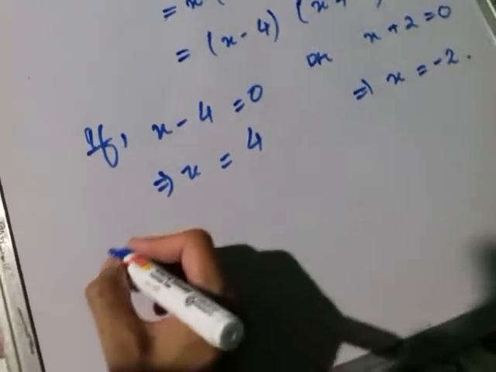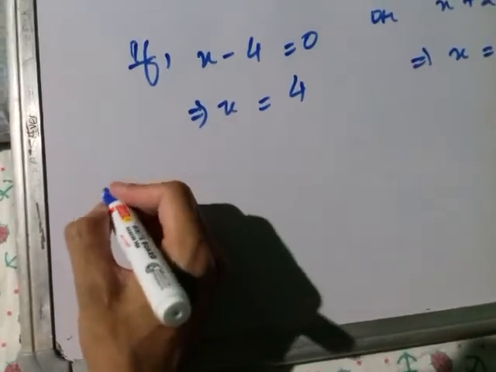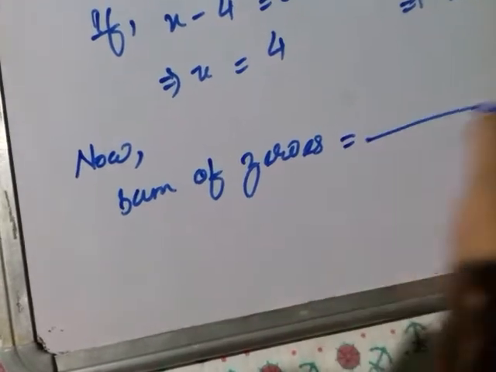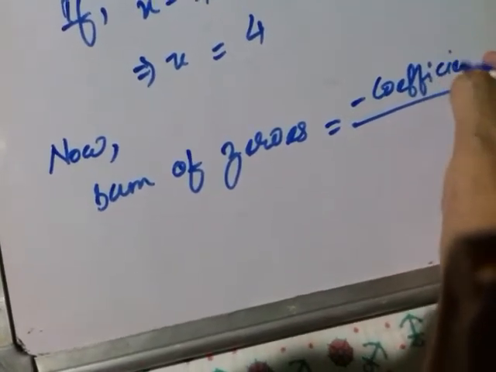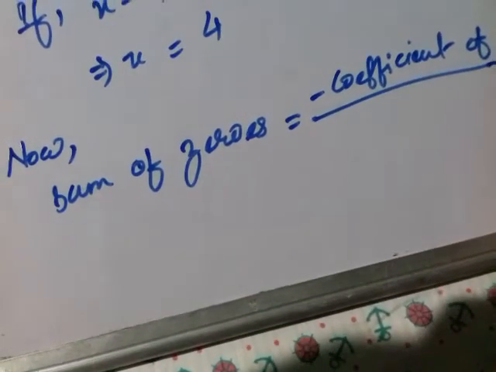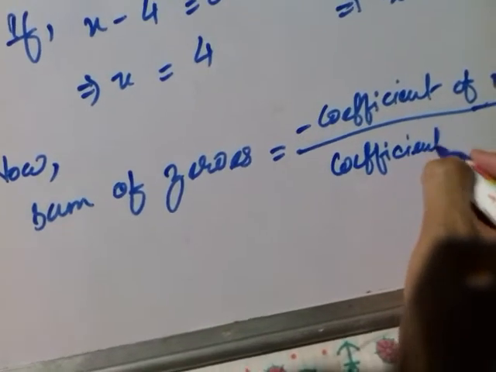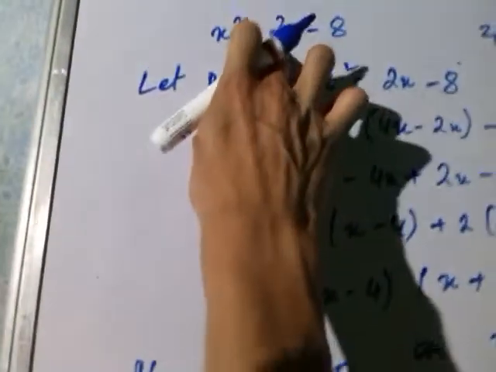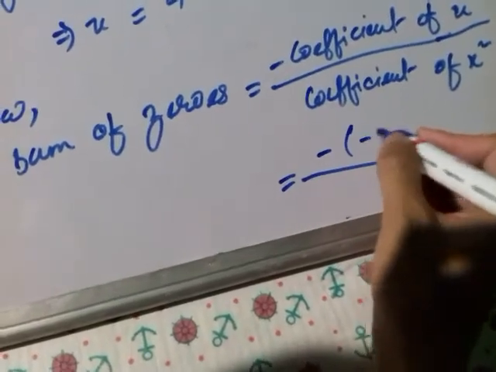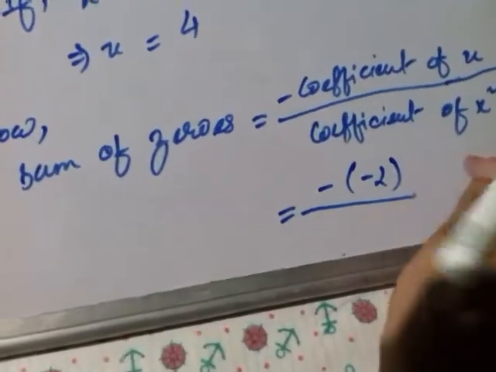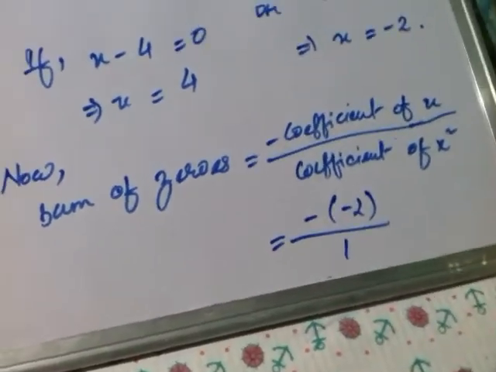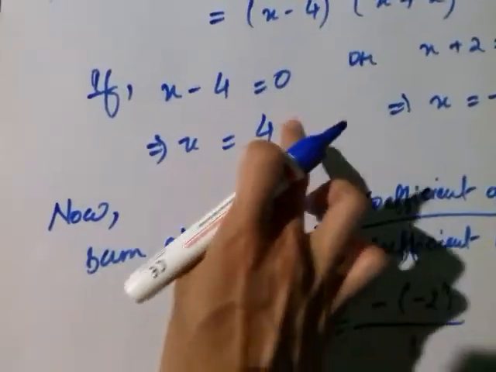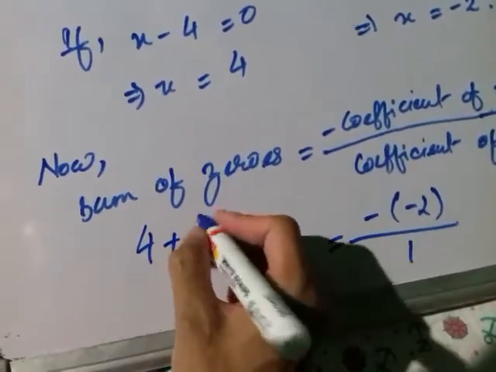Now the new process is sum of zeros. What is the formula of sum of zeros? I have already told you: minus coefficient of x by coefficient of x square. The coefficient of x is minus 2, so it will be minus of minus 2, and the coefficient of x square is 1. Sum of zeros means these two zeros, 4 plus minus 2, you will write here.